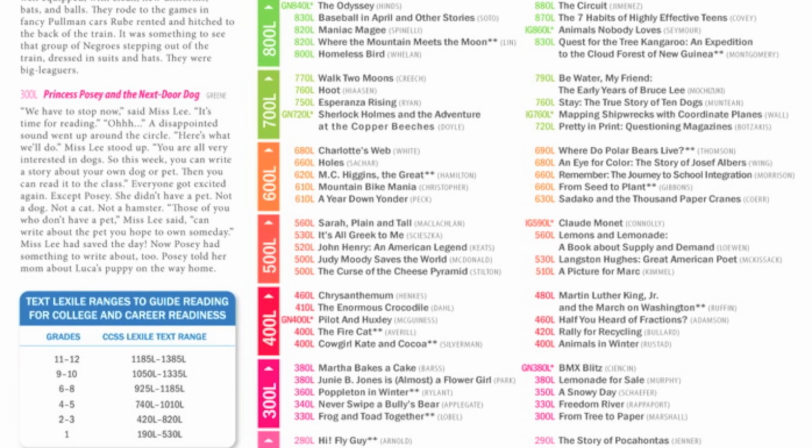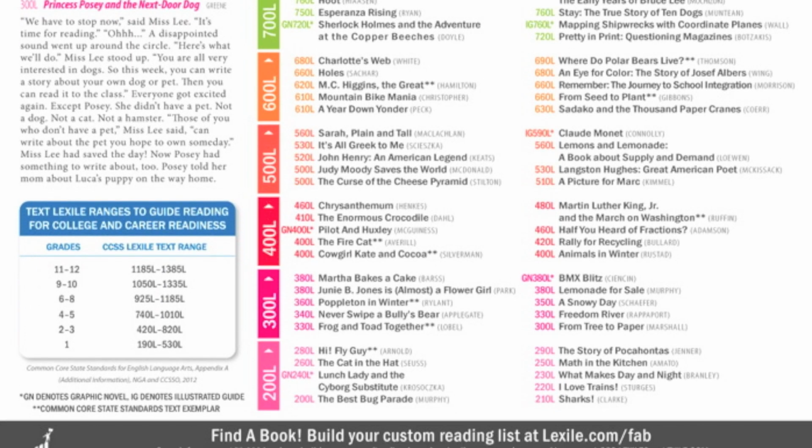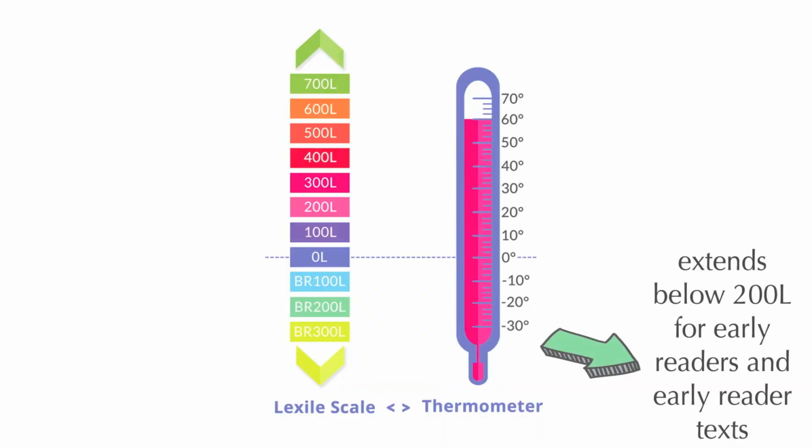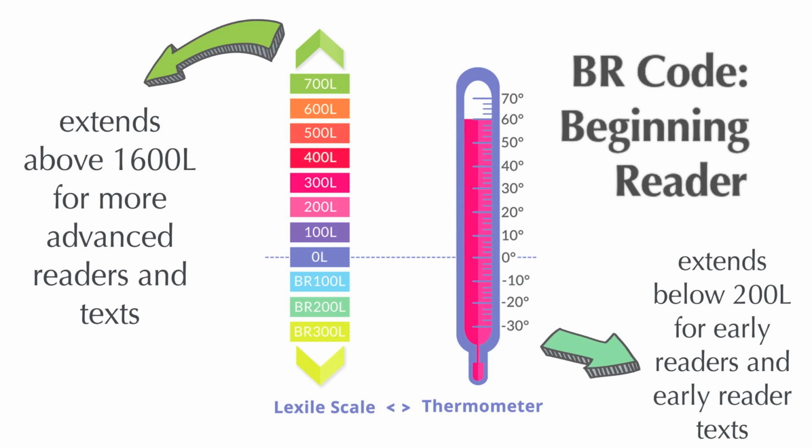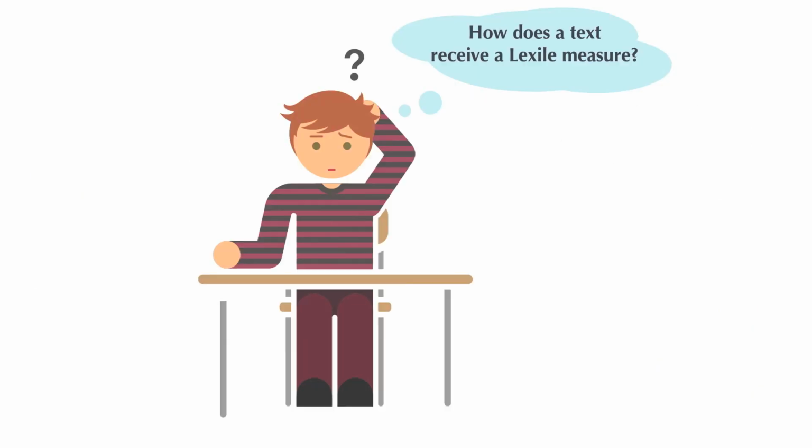The Lexile map displays only a portion of the scale. The Lexile Scale extends below 200L for early readers and early reader text to above 1600L for more advanced readers and text. A Lexile measure below 0L represents a beginning reader or beginning reader material and is given a BR code. So how is a Lexile measure on a text obtained?